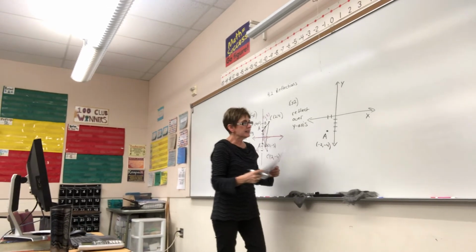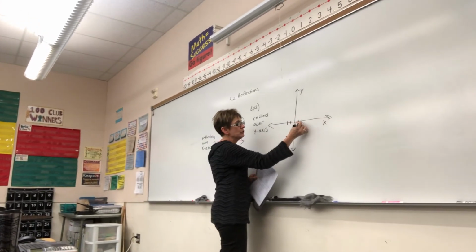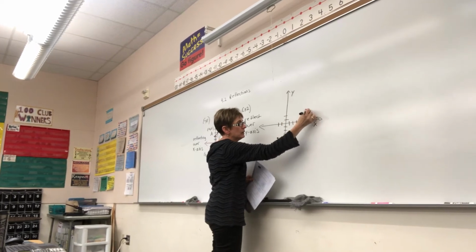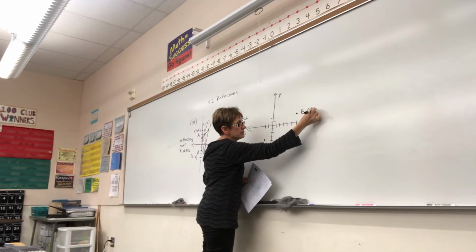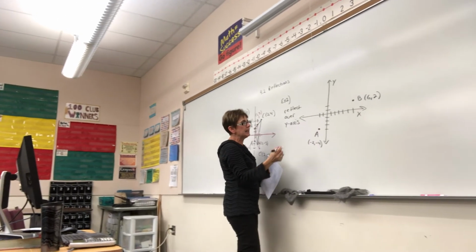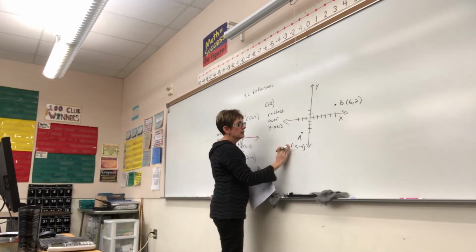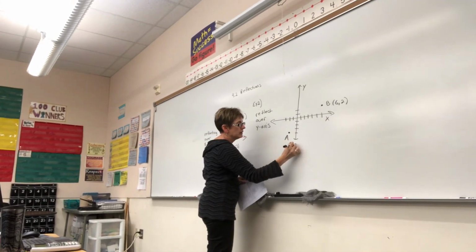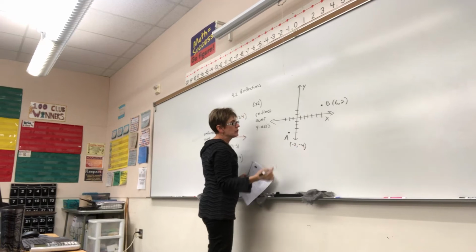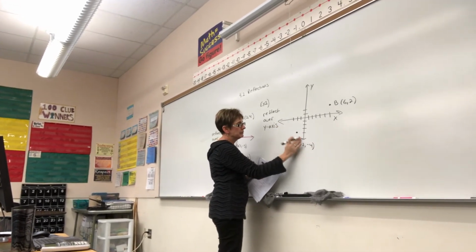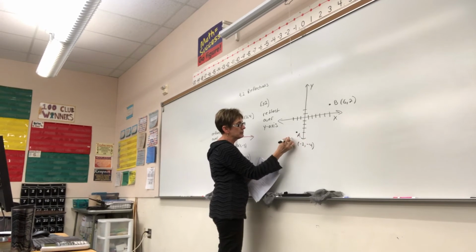And then B is at 6, 2. 1, 2, 3, 4, 5, 6, and then 2 up. B is at 6, 2. And then C is at 3, negative 5. So I'm going to go for C, 3 to the left and 5 down. And I'm moving my A over to make a little bit more room.